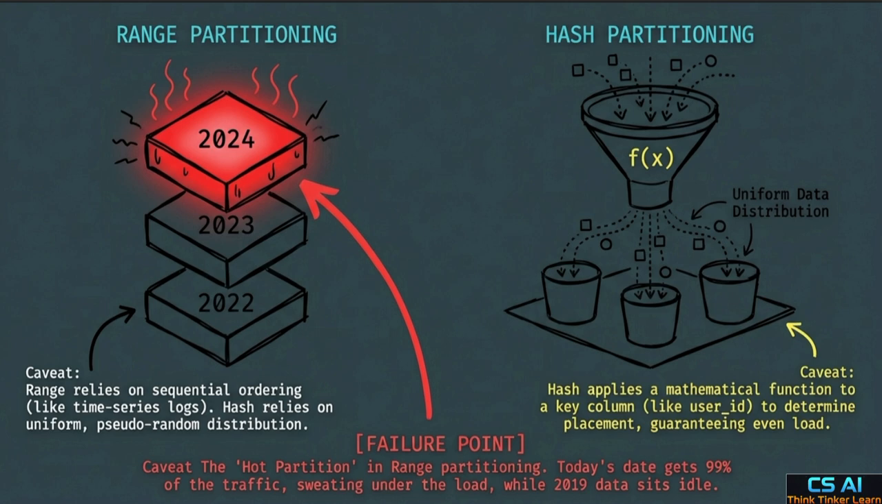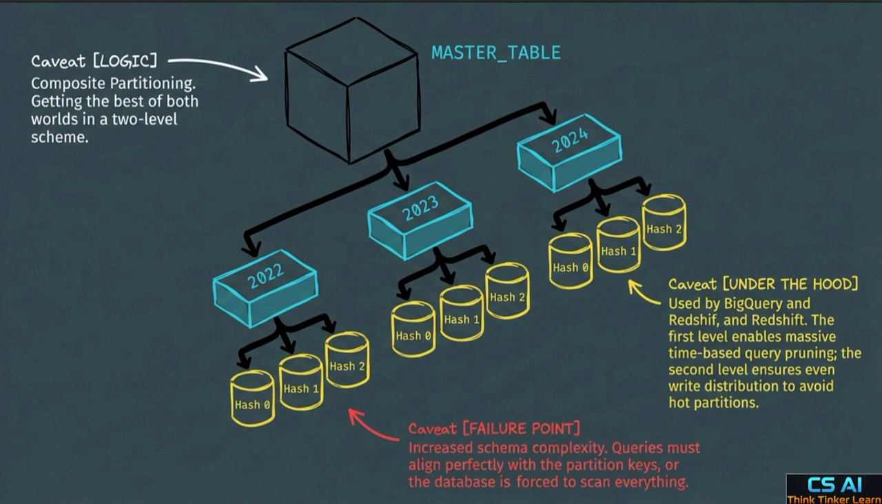In contrast, hash partitioning applies a mathematical function, say f(x), to a key column, like a user ID, to determine placement, guaranteeing even load and uniform data distribution. The caveat here is that hash relies on a uniform pseudo-random distribution, making it unsuitable for range access patterns. To get the best of both worlds, we use composite partitioning.